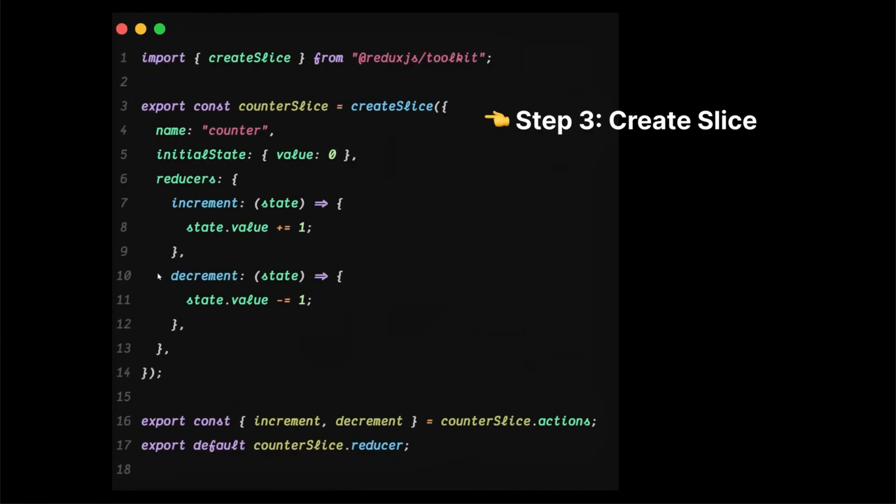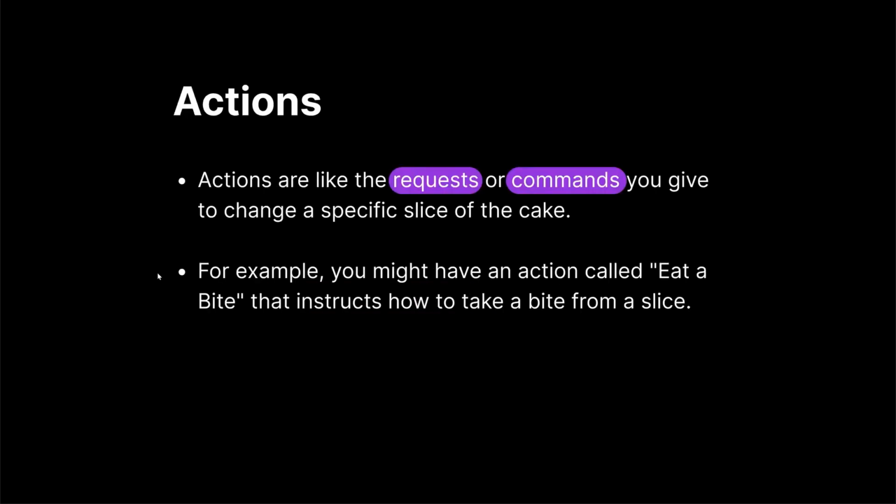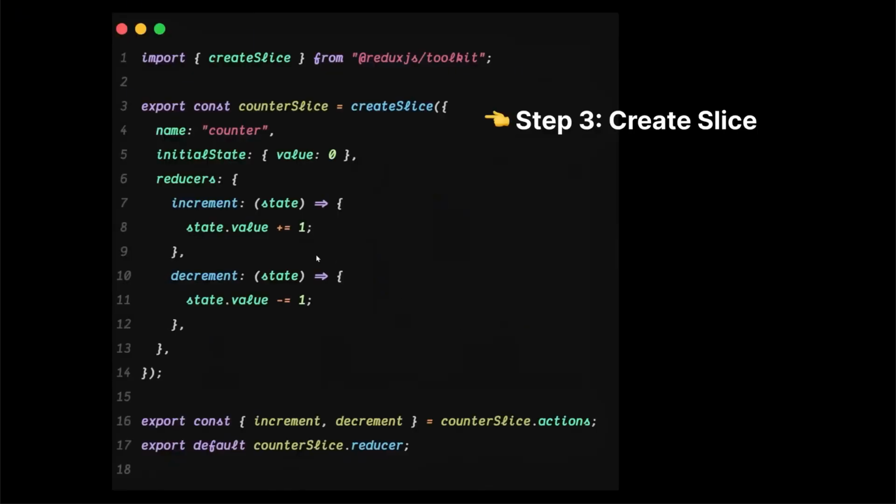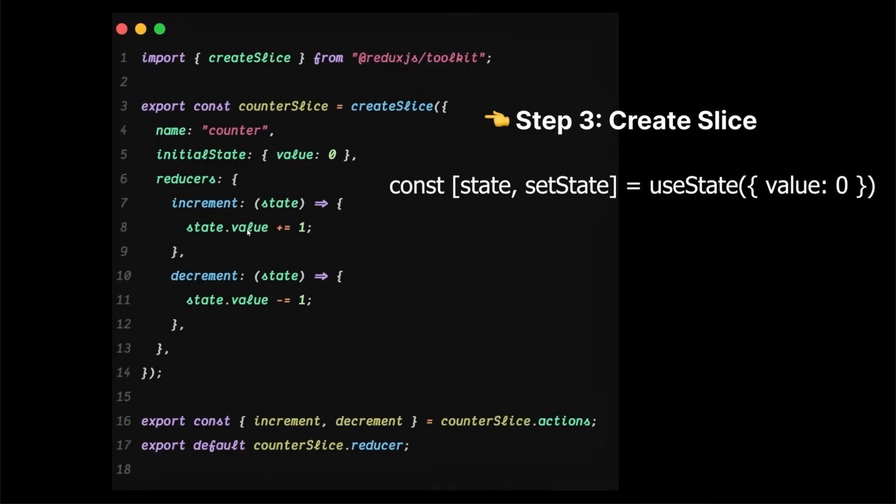Now you might be saying like, Hussein, what in the world are actions? Now let me just discuss what our actions are. Actions are like a request or the commands you give to change a specific slice of a cake. For example, you can give it the command of like eat a bite, and that instructs how to take a bite from that slice right here. Okay, so here you can see we are now telling how to change this initial state value. So you can think about this initial state as like the useState, and you can think about these actions as like the set and the state name. That was an awful analogy.